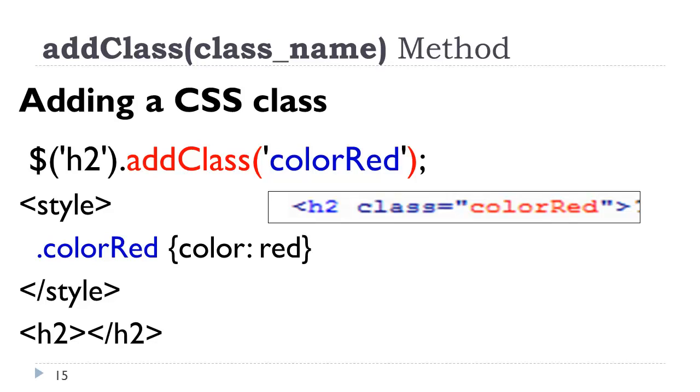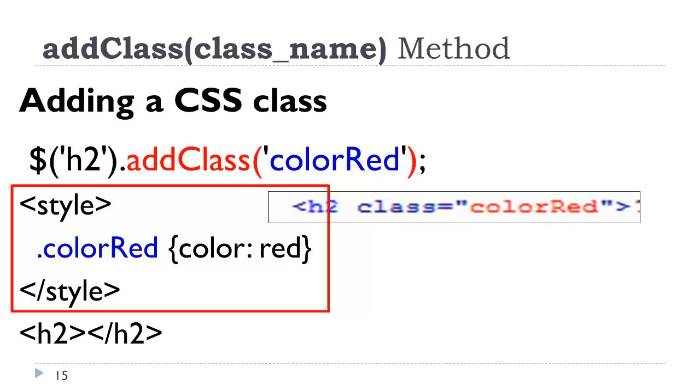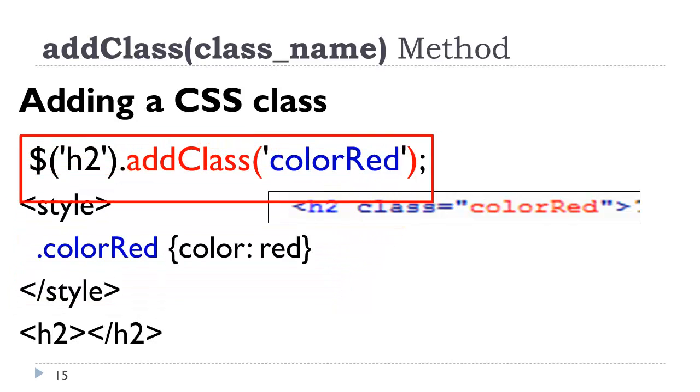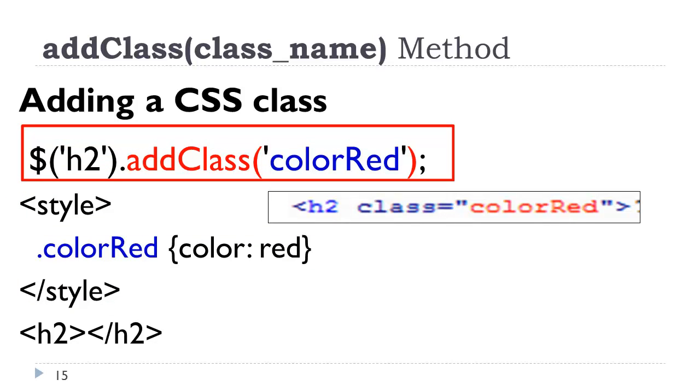So here, if you look at the bottom of the page, we have a simple H2. In our style element, we have defined a class called color red, and it sets the color property to red. In our jQuery, we have the h2 selector .addClass, so we're adding the class color red to the H2. Now notice one thing. When we add the class, we're adding the name of the class. We don't need to have the period.